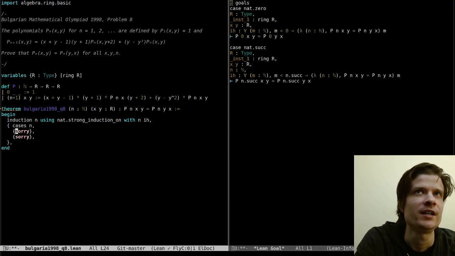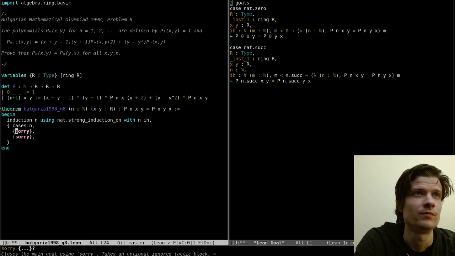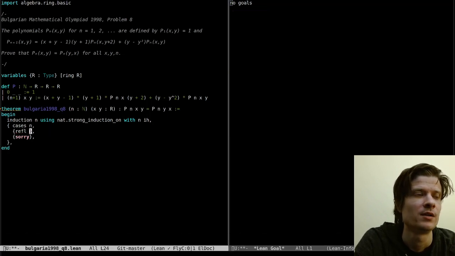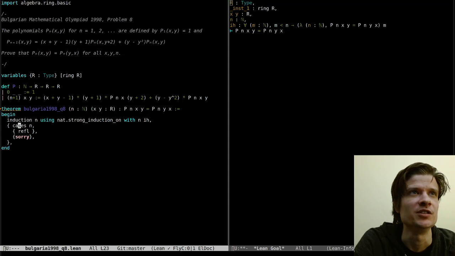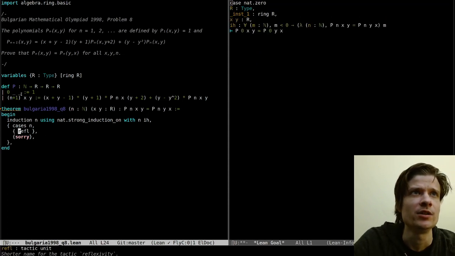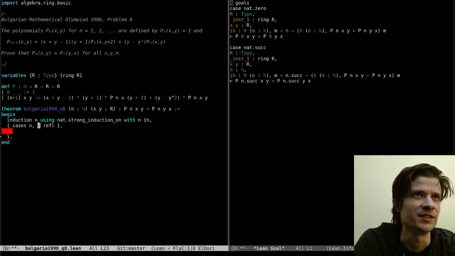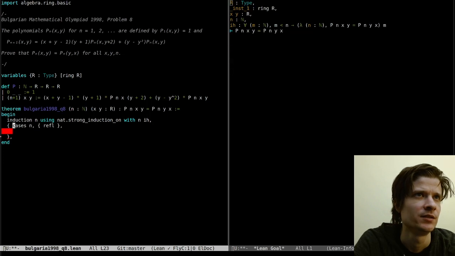So the 0 case, I can probably just use rfl. Yeah, it's definitionally true. rfl is just unfolding the definition of P up here. If n equals 0, then both sides of this are equal to 1 by this first branch. I'm going to write it like this because we're just peeling off cases. I'm going to do it again.